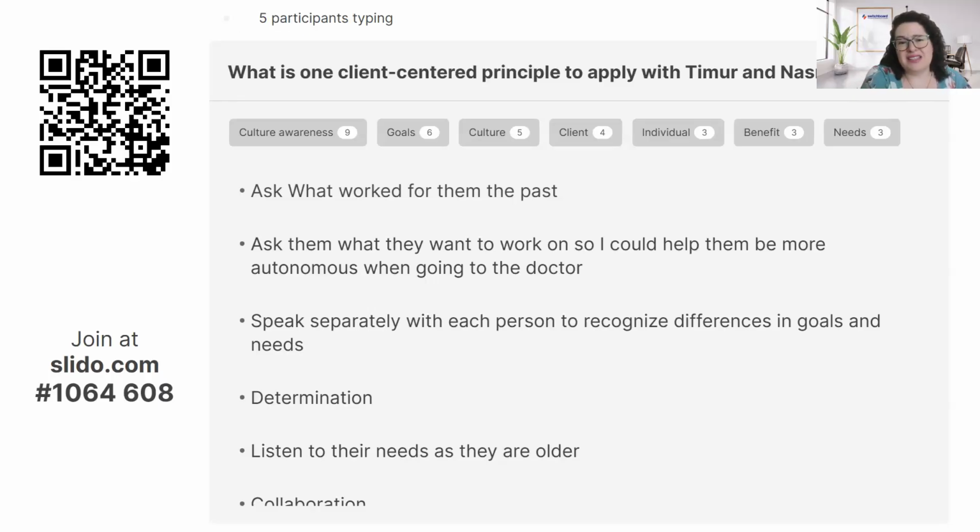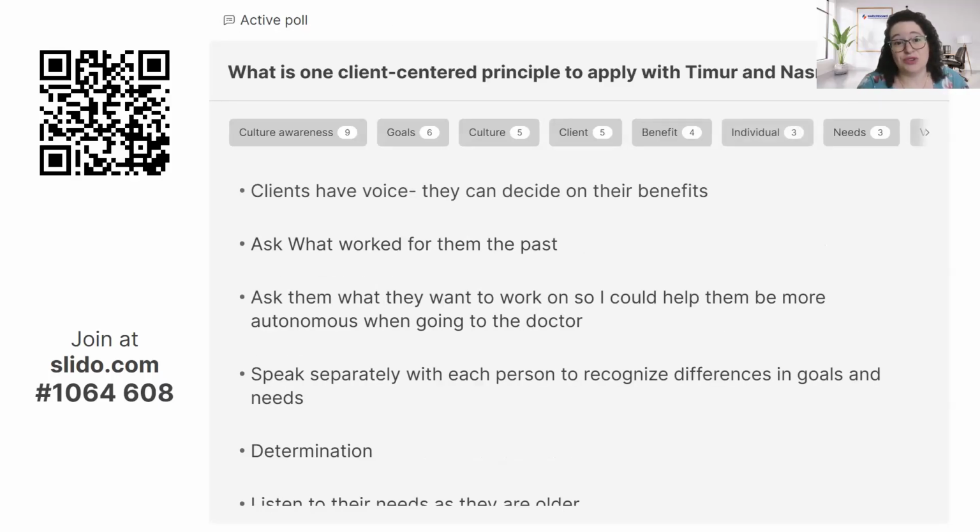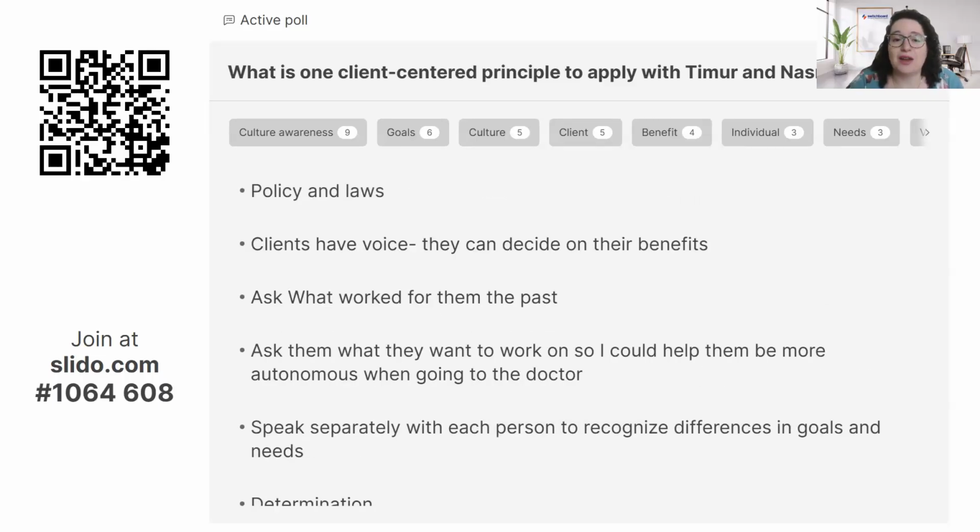I love the idea of listening to them because they're older. Unfortunately, we live in a society that often doesn't listen to older individuals as closely or as kindly, and so we want to make sure that we're doing that. They can decide on their benefits. They can decide what kinds of actions they want to take to follow up on benefits, or what alternate resources they might want to pursue.